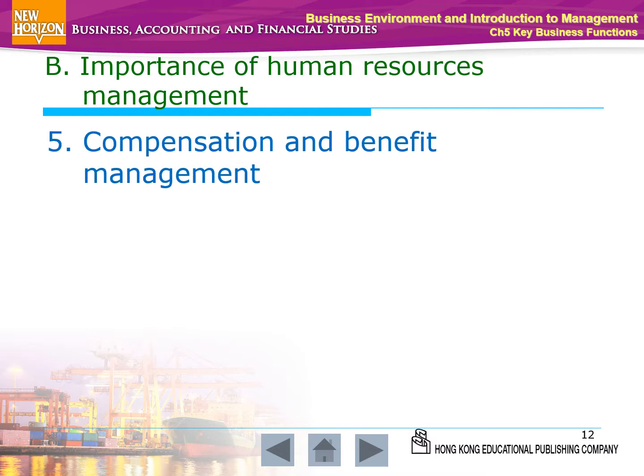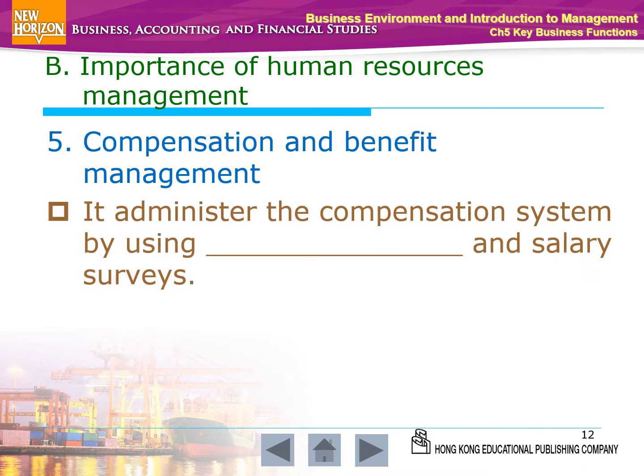Okay, number 5, compensation and benefit management. After the performance appraisal system has been used and conducted, some employees will get more benefit. So the HR department will formulate some policies in the compensation and benefit schemes for the employees. It administers the compensation system by using job evaluations and salary surveys. That means the employees will be assessed. Okay, the outcomes of the jobs will be assessed, what we call job evaluations.